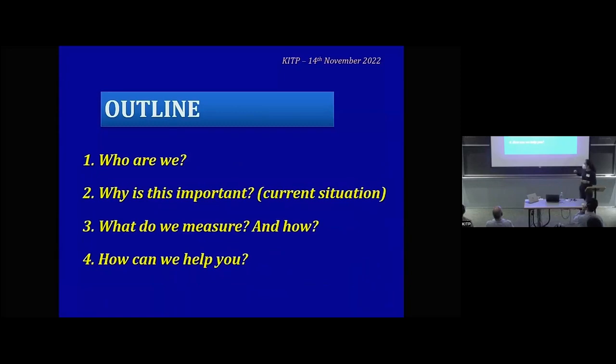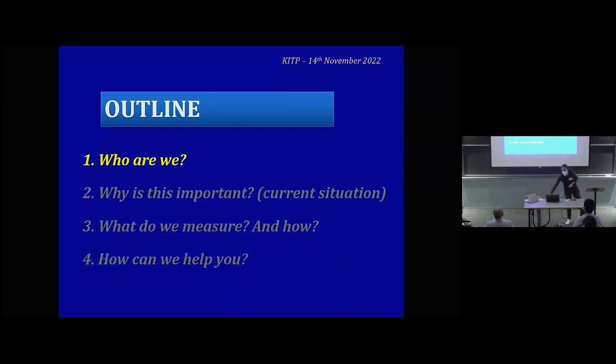So, a bit of an overview of my talk. I will speak very briefly about who we are so that you can put a face to us. Then why this is important: why is measuring atomic data very important, and what is the current situation? Then I'll speak a bit about what we measure and how we measure it in the lab. And finally, a few words about what we can do to help you.